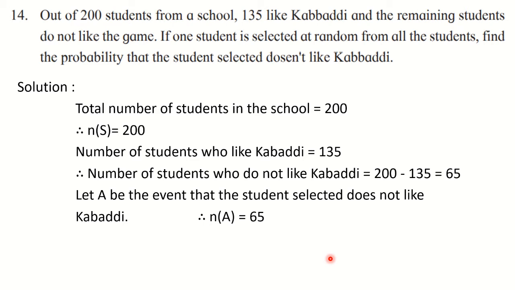Now we can write the probability. P of A is equal to n of A upon n of S, that is 65 divided by 200. Both these numbers are divisible by 5, so divide by 5 in both places and we get the probability as 13 upon 40. I hope you have understood the question here. Please copy it down.